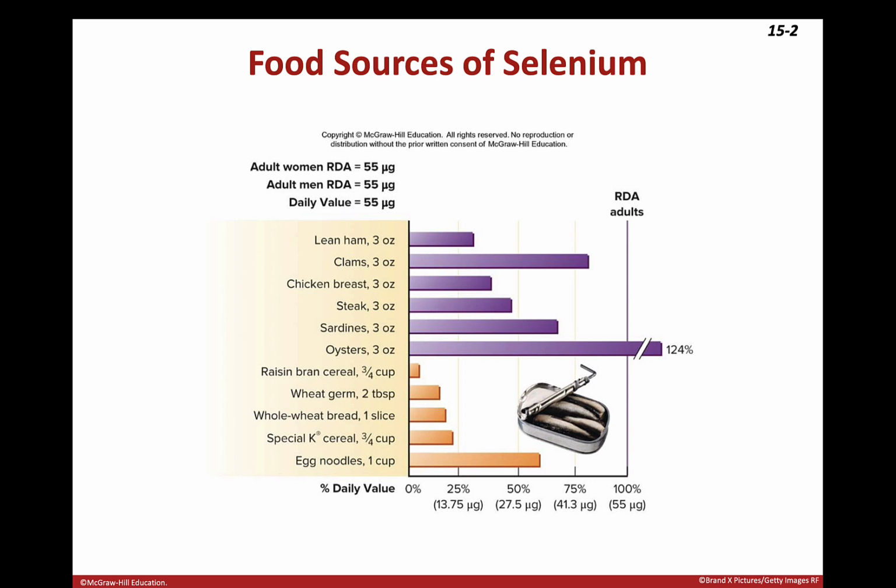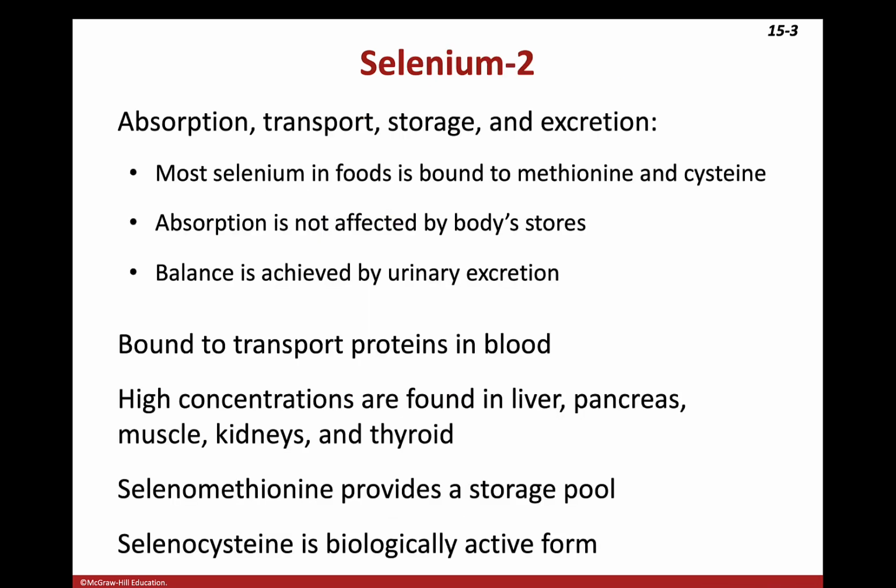Here, once again, we see that the best source of selenium is proteins, and the proteins listed here are primarily animal-based proteins. Most selenium in foods is actually bound to methionine and cysteine, and remember they are amino acids. Absorption of selenium is not impacted by body stores of selenium, and balance is actually achieved through urinary excretion.